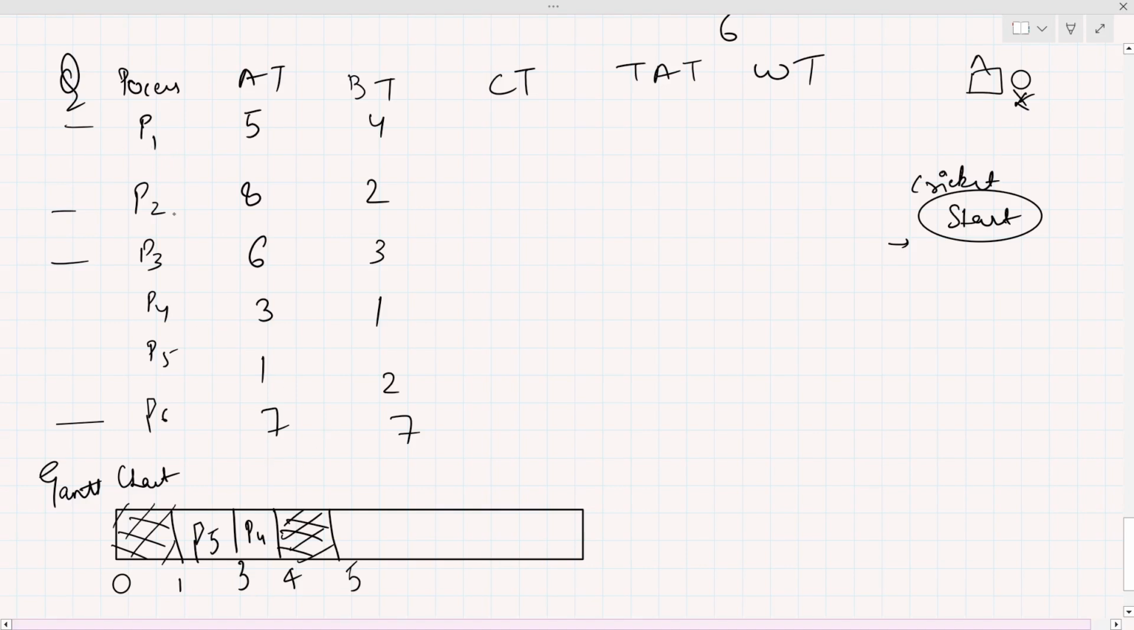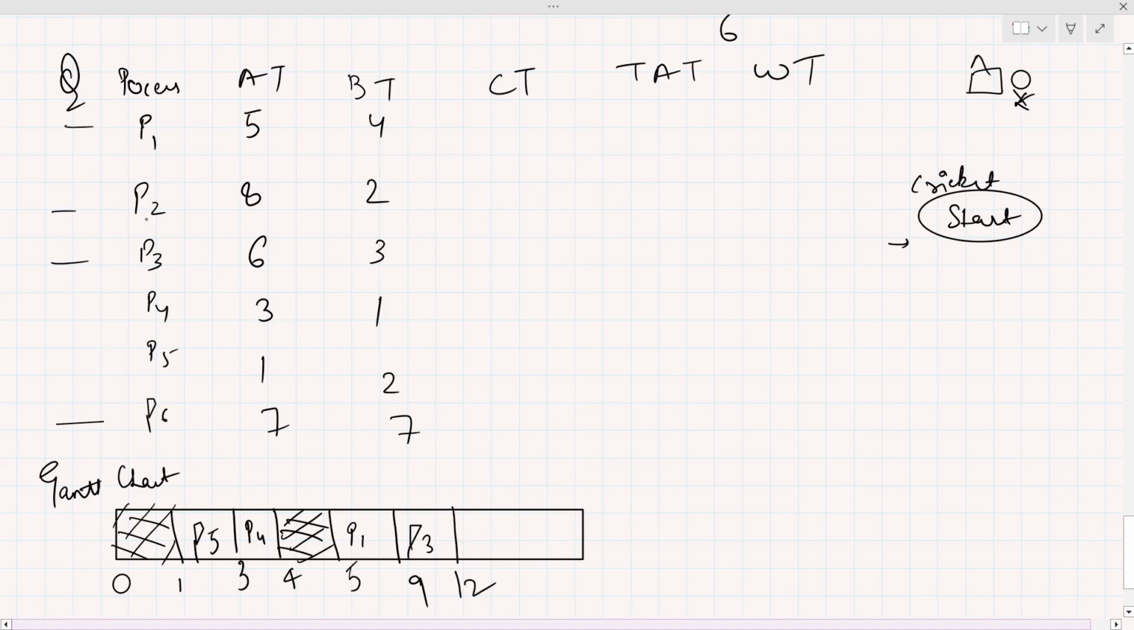At 5 we have one process, P1, so P1 acquires the CPU and the burst time is 4, so 4 plus 5 becomes 9. At 9, all 3 remaining processes are available: P2, P3 and P6. The process with the minimum arrival time gets the CPU. P2 has the maximum arrival time, and P3 has the minimum among P2, P3 and P6. So P3 gets the CPU, its burst time is 3, so 9 plus 3 becomes 12.